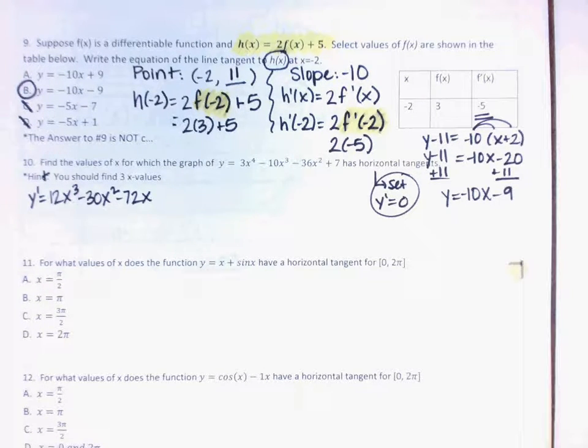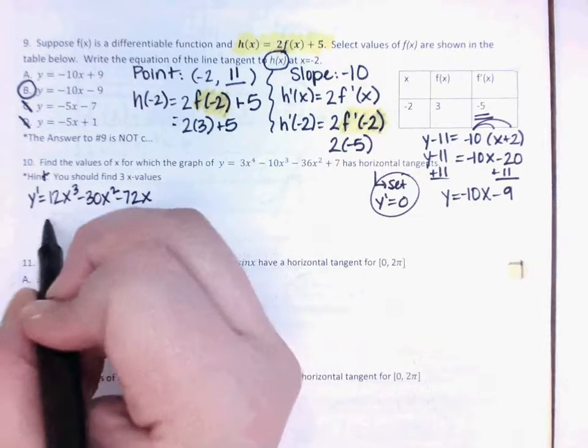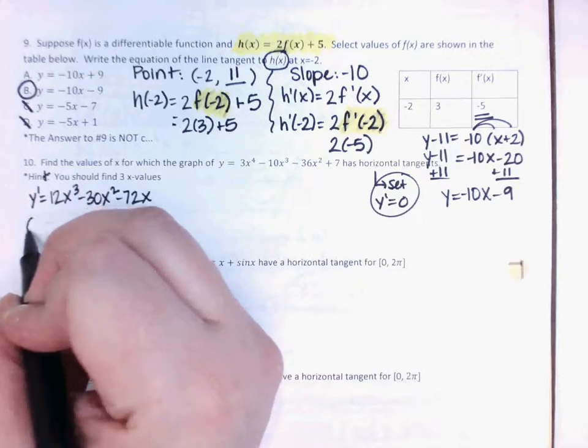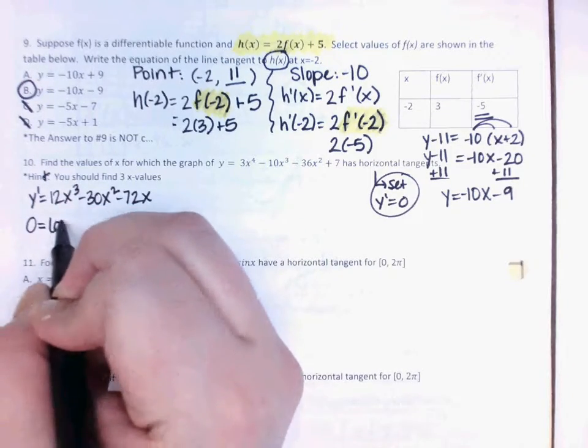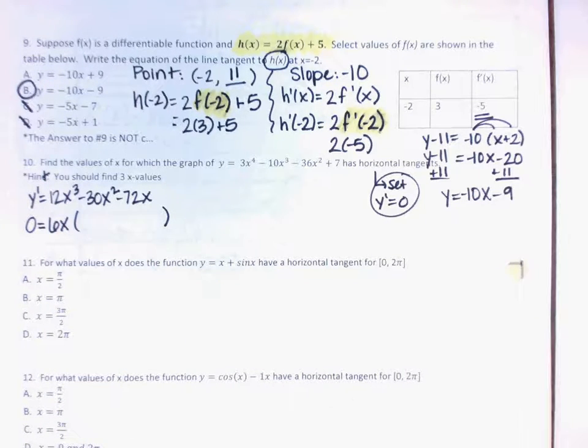Okay, from there, how do we factor? 6 is the biggest. So I'm going to do 0 equals 6x is coming out. Okay, and notice I'm setting it equal to 0 on my paper. Okay, 12x cubed, now it's a what?